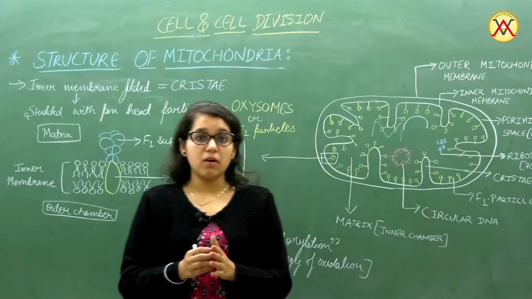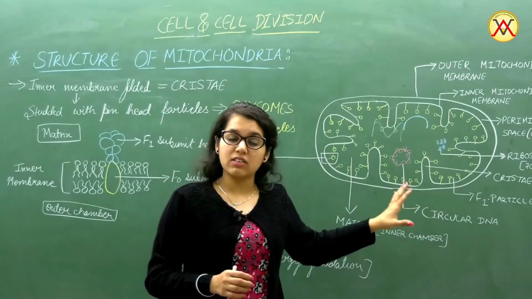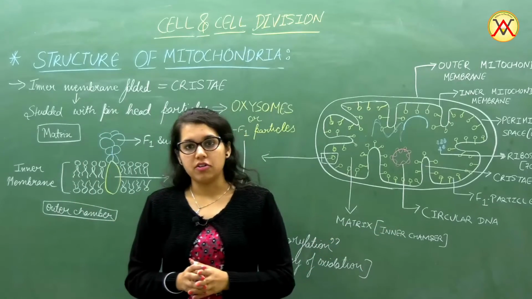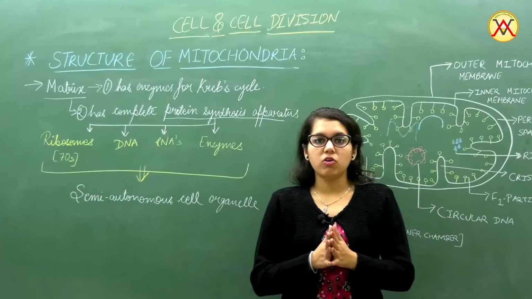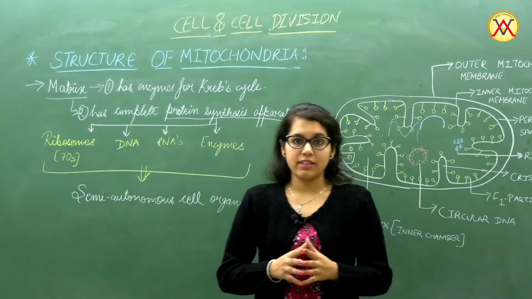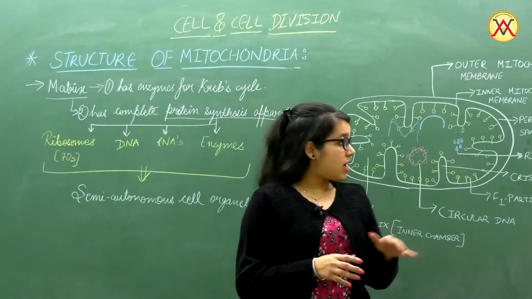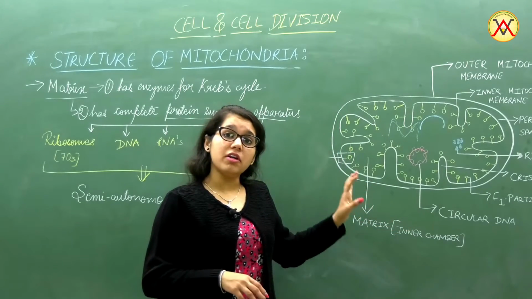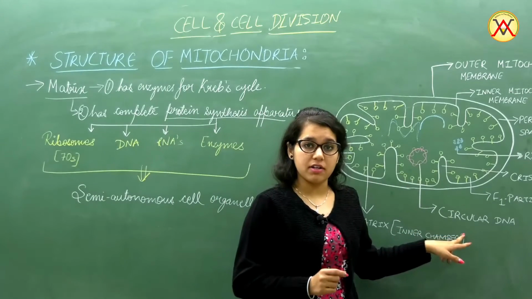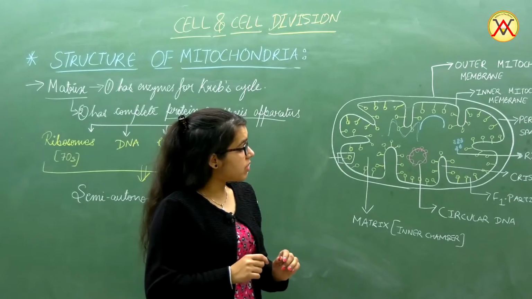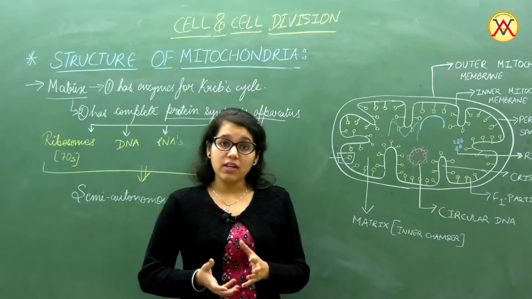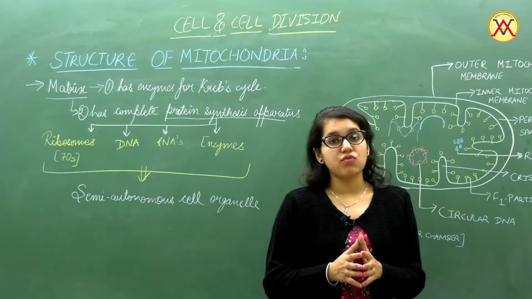Now we'll also study the matrix, and what are the different things found inside the matrix, that is the inner chamber of the mitochondria. If we observe the structure of the matrix, as you can see here in this diagram, we have already discussed that the matrix has a single double-stranded circular DNA. Apart from it, it has ribosomes which are of 70S type, as well as various enzymes for the Krebs cycle.